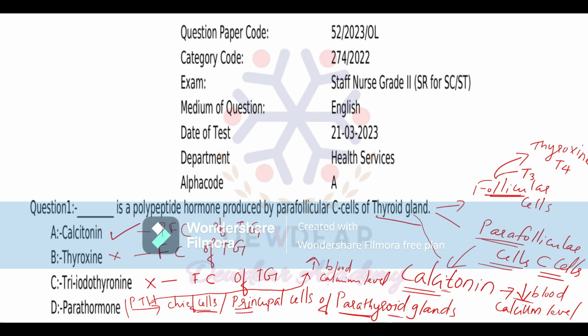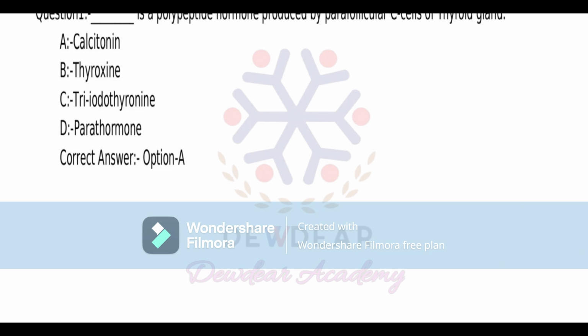So from this it is clear that the correct answer is calcitonin. Calcitonin is a polypeptide hormone which is produced by parafollicular C cells of the thyroid gland. So the correct answer is option A, that is calcitonin.